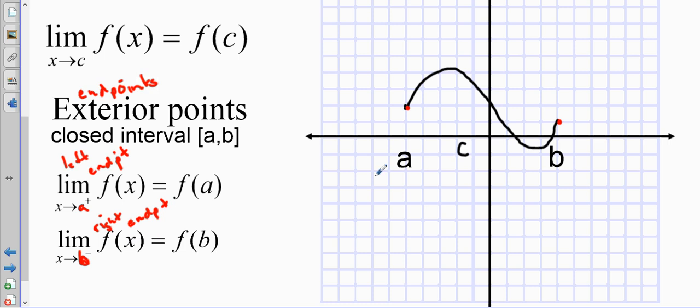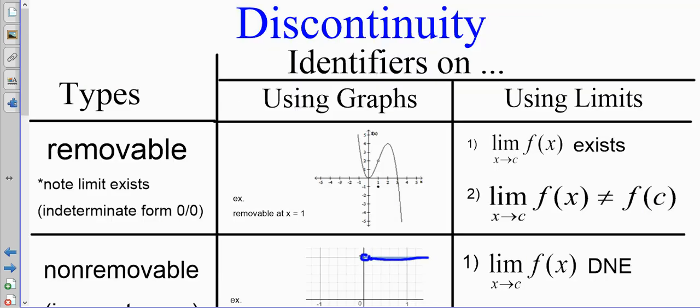Okay. And if that equaled the left value over here, then we would know that the endpoints are also going to be continuous. So that makes sense. I don't think that's too difficult. So what can we do? Well, right here, we define continuity also by its discontinuity.